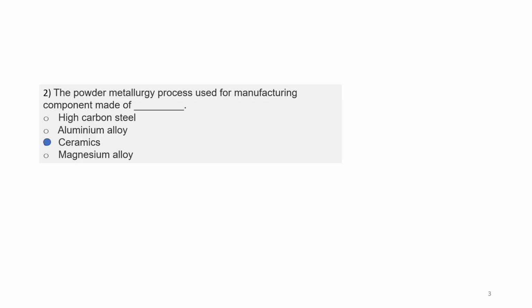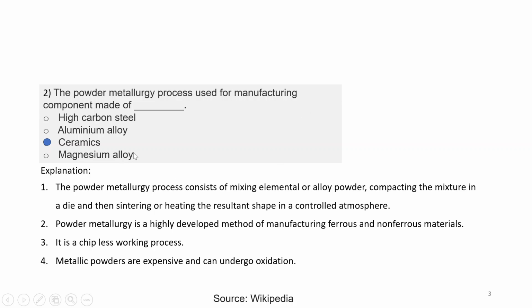So other than ceramics, these can be easily made using melting. If you go for powder metallurgy for these other options, it will add to cost and it won't provide you the desired shape and size, because in powder metallurgy you have a restriction on the volume of the product. So ceramics are the correct answer for this.